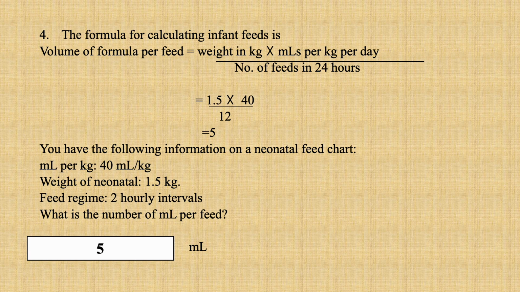They have given the formula. You just have to put the numbers in the formula and you will get the answer. Weight in kg. The weight of the neonate is 1.5 kg. Ml per kg per day is 40 ml per kg. So 40 will come here. And the number of feeds in 24 hours. The baby feed regime is 2 hourly intervals. So total feeds will be 12. If you calculate all these, your answer will be 5 ml.